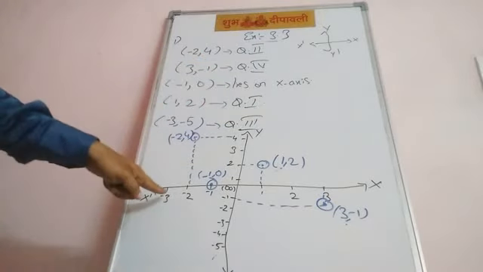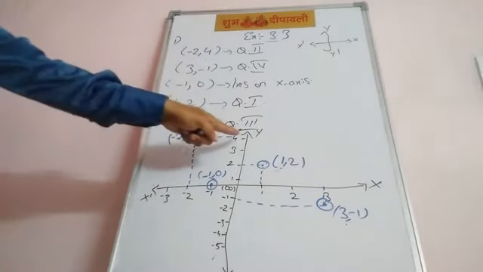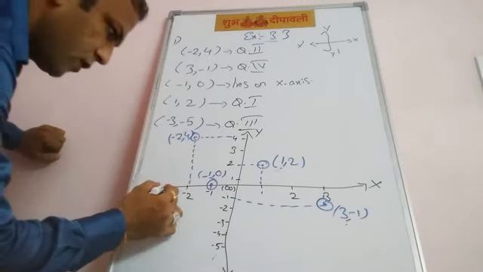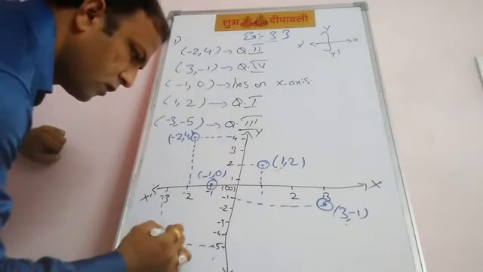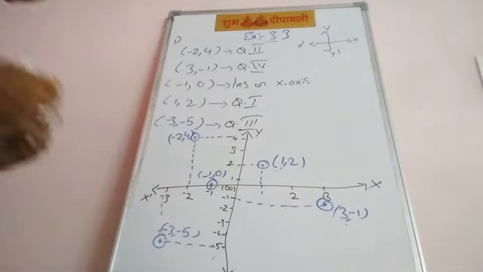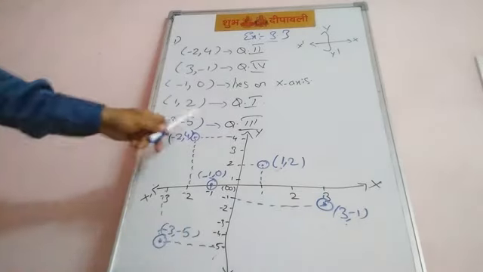Next, x is minus 3, y is minus 2. It is lying where? It is in the third quadrant. See, we will draw. What is this point? Minus 3, comma minus 2. So it is lying in the third quadrant.